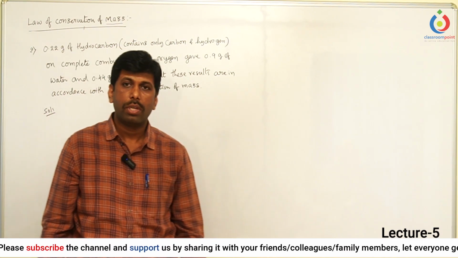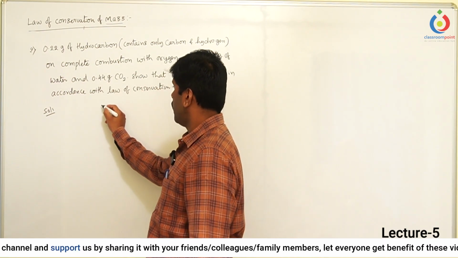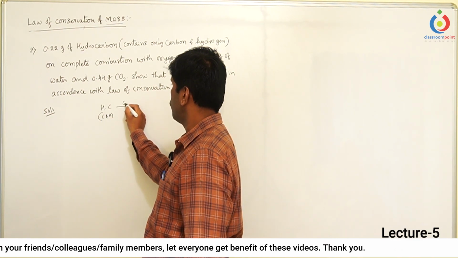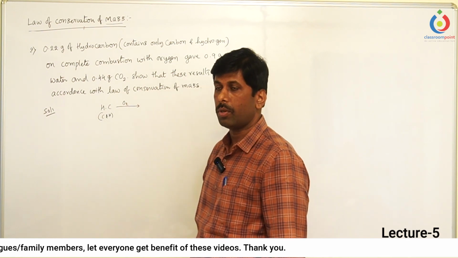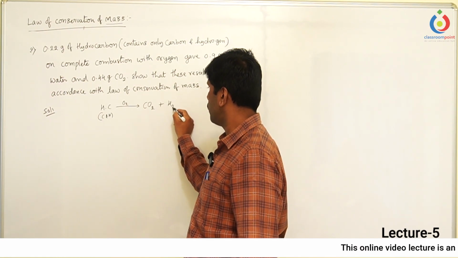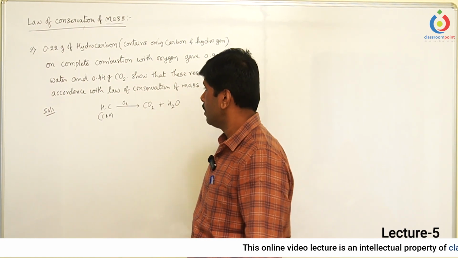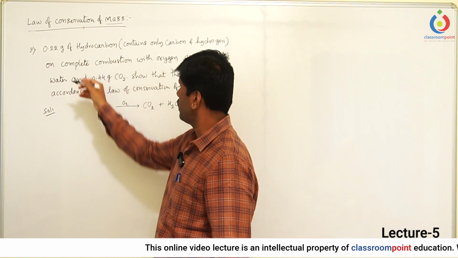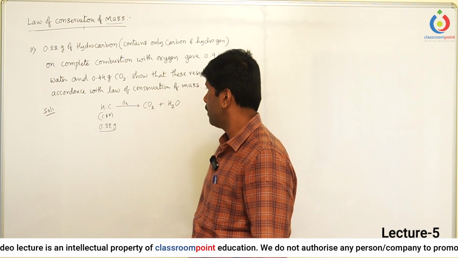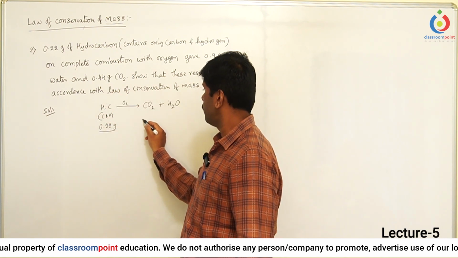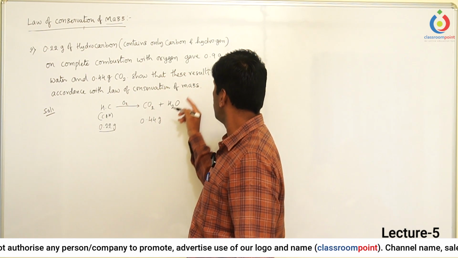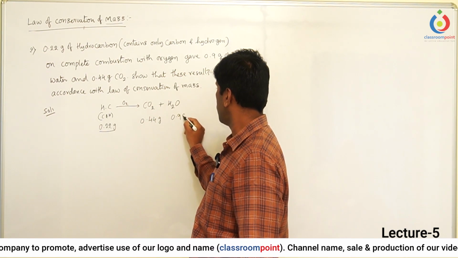So basically we have to keep one point in mind: whenever a hydrocarbon that contains only carbon and hydrogen undergoes a complete decomposition process, carbon shall be converted into carbon dioxide and hydrogen shall be converted into water. So here the hydrocarbon mass is given as 0.22 grams. 0.22 grams of hydrocarbon is present. Carbon dioxide produced is 0.44 grams, and water produced here is 0.9 grams.